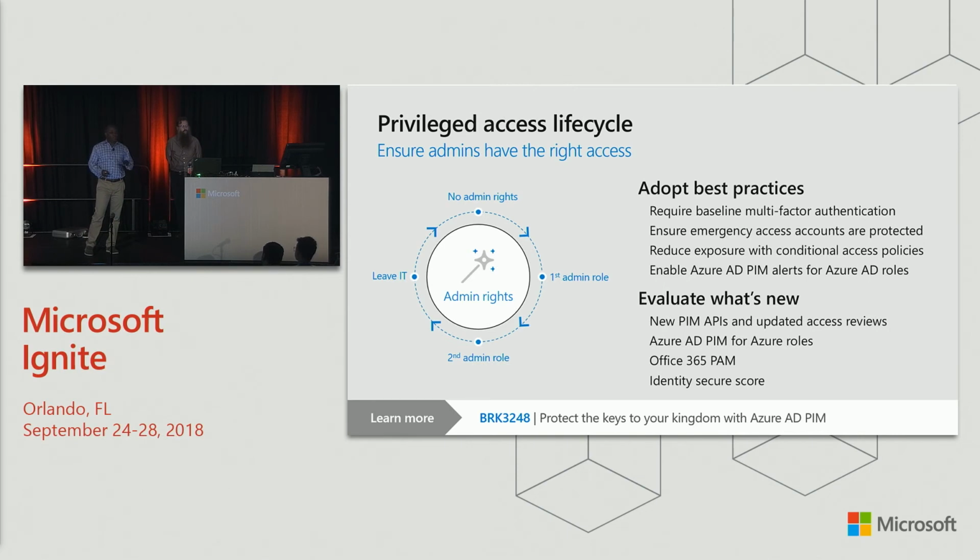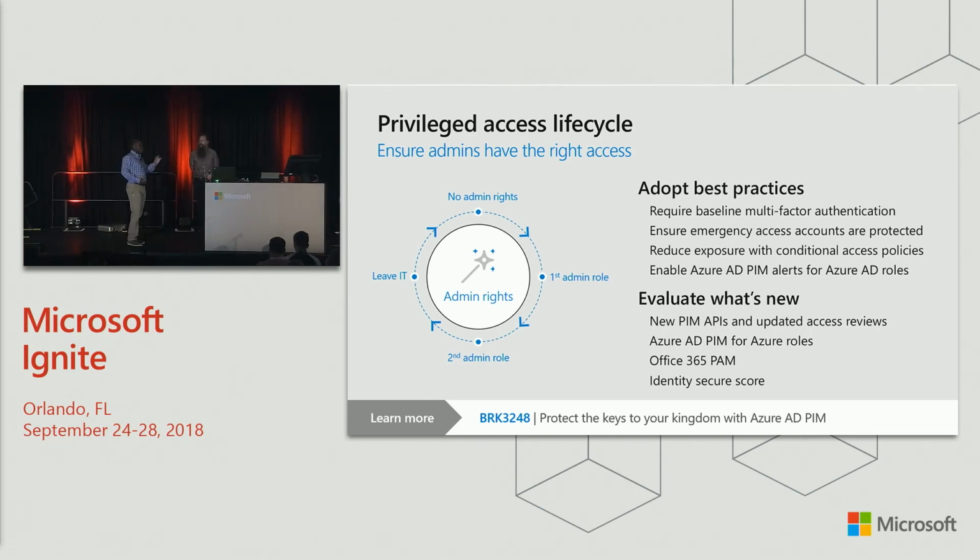And all these privileged identity management capabilities are part of the secure score, the identity secure score. So when you go there, all the baseline policies and best practices that we recommend, once you enable them, your identity score will increase, your secure score will increase, because these admin rights are super critical.